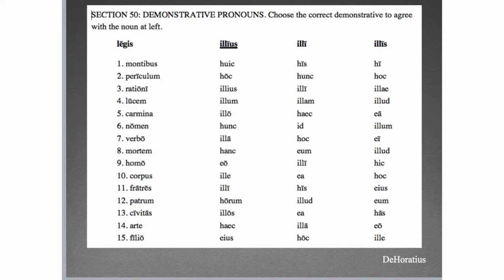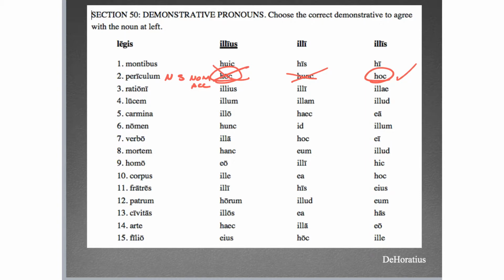All right, so here is some practice. Again, similar to the previous one, we're going to choose the correct form to agree with the noun at left. Since we did montibus in the last one, let's skip to number 2 and do periculum. Periculum is neuter, singular, nominative, or accusative, which again will always be the same with neuters. Watch out for this form: that long mark over the O makes it a long O, whereas this one, the lack of a long mark, makes it a short O. The long O is ablative, so that one is not going to be correct. This, of course, is accusative masculine, so that is not going to be correct. It is going to be hoc with the short O as the correct answer.